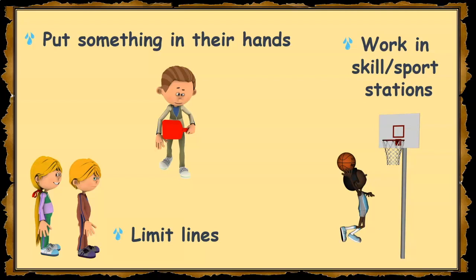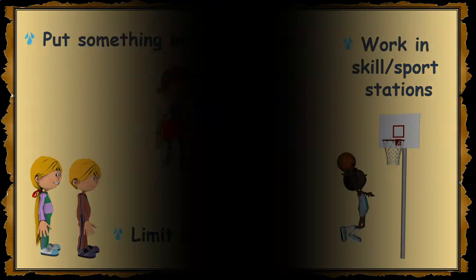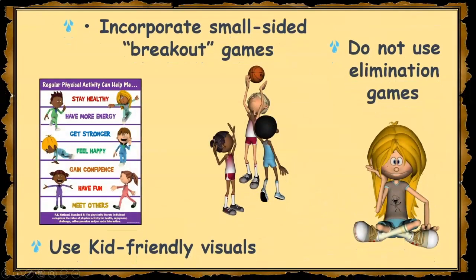Working in skill or sport stations, we talked about that earlier. Limit your lines, because if the lines are too long, then students are going to find alternate things to do while they're waiting in lines. Incorporate small-sided breakout games instead of full games, especially with elementary students. You don't want to be doing full basketball games. They're not quite ready for that, but you can have some small-sided little breakout games that have the skills involved in those sports. Don't use elimination games.